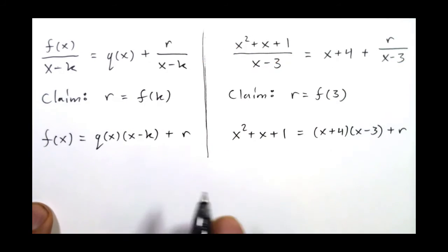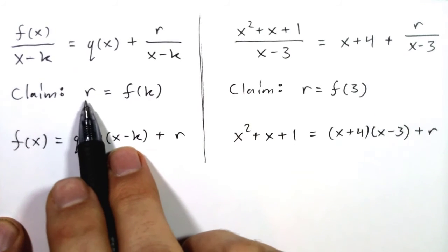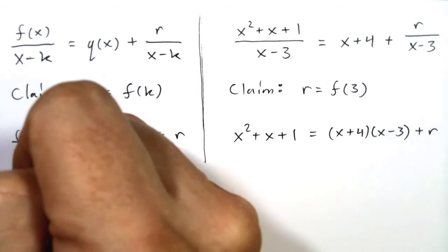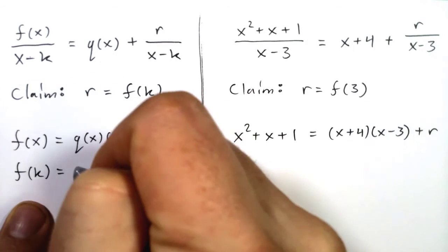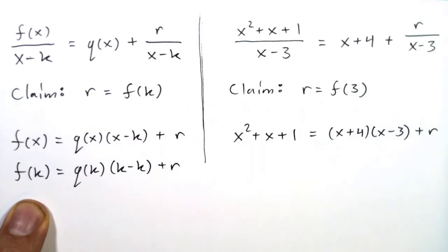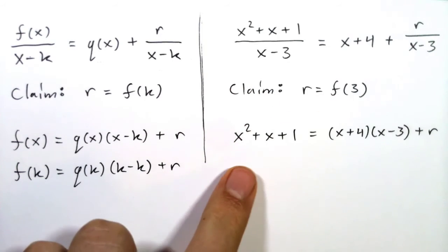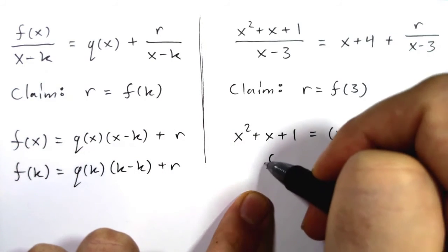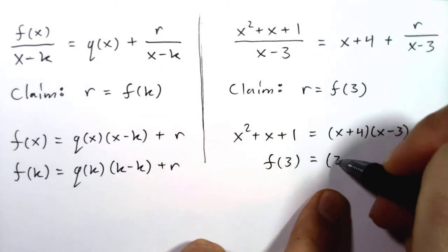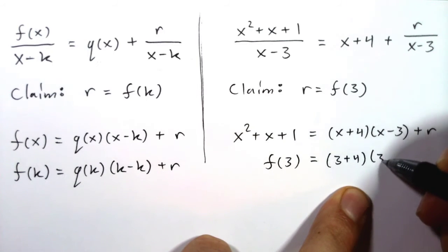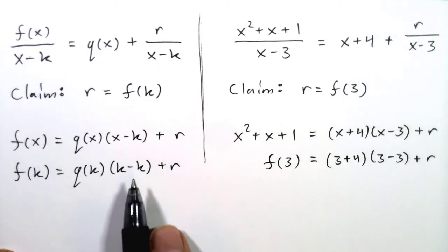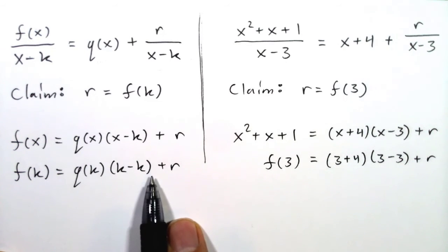All right? Now, what am I trying to compute? I'm trying to show that r equals f of k. Well, let's plug in the k for x. We're going to need to do that. So if I compute f of k, what do I get? I get q of k times k minus k plus r. Or in the example over here, f of 3, just like we wrote on the left, right? And what do we get here? We get 3 plus 4 times 3 minus 3 plus r. Okay, so let's go back over here and see what we can simplify this as.